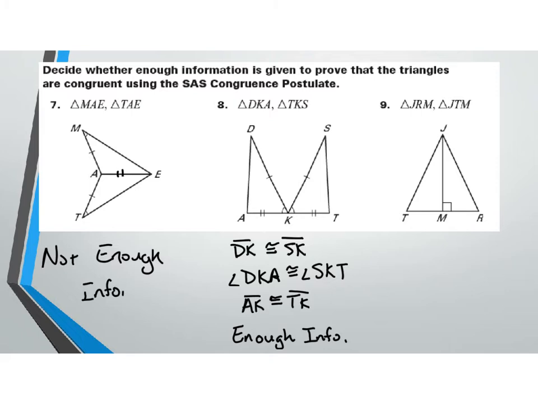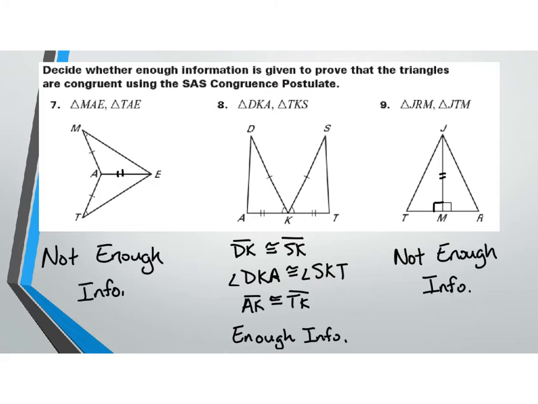Now, number 9, we can see that we have two sides in common for these two triangles being shown congruent, and we also can show that angle TMJ and RMJ are congruent, but there is not another side being shown congruent to the other triangle. So there is not enough information. We need another side being shown congruent. So, not enough information.